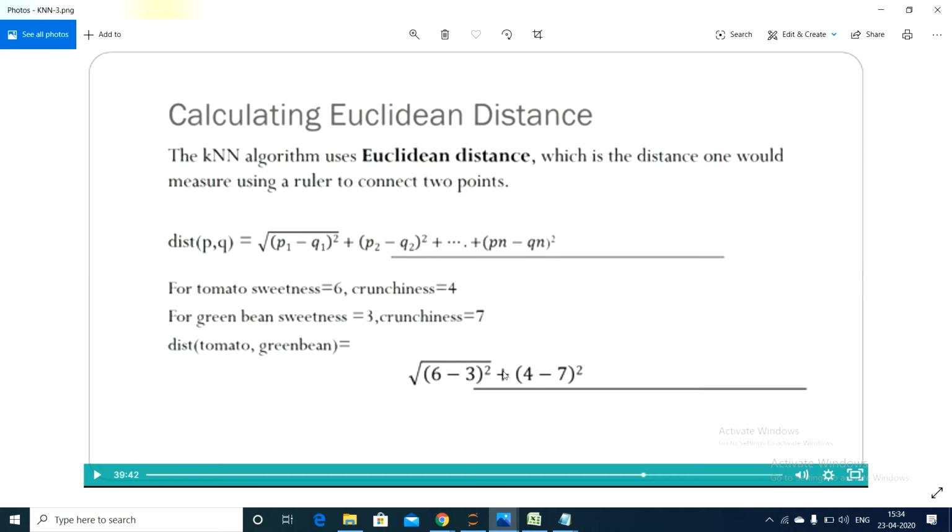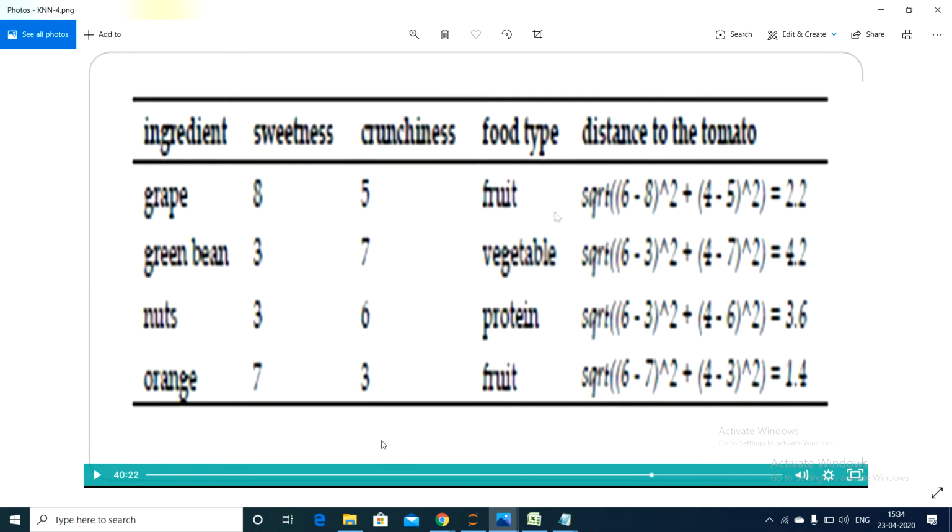6 minus 3 is 3, 3 square is 9, plus 4 minus 7 is 3, 3 square is 9. 9 plus 9 is 18, and the square root of 18 is nearly 4.2. So the Euclidean distance between tomato and green bean is 4 point something. Now I calculate it for all the categories.